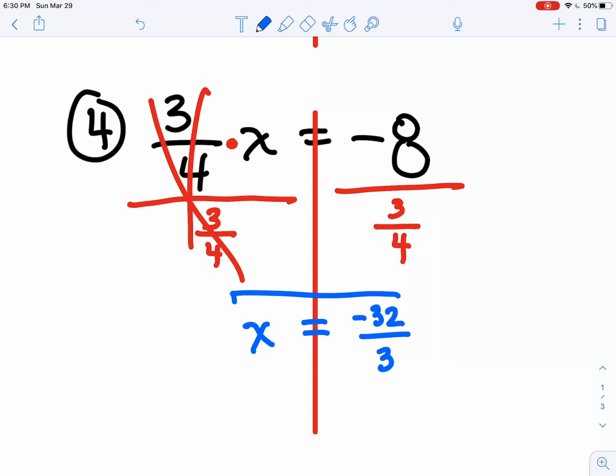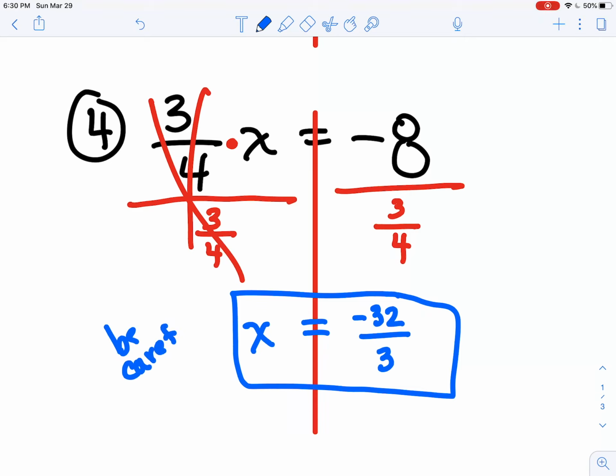over 3. On Delta Math, be careful. If you look at your answer in improper fraction form and it allows you to simplify, which this does not allow you to simplify, make sure you do so or else it's going to mark it wrong.